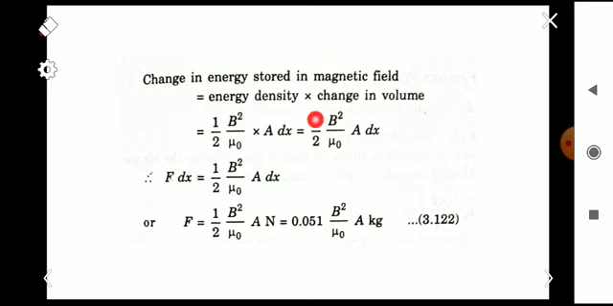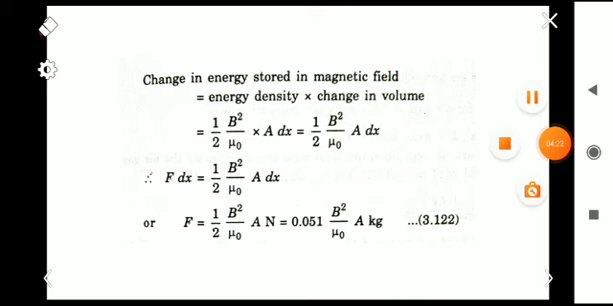This change in energy is equal to the work done. The work done is F into dx, so F into dx equals half B square by mu 0 into A into dx. From that we can find F is equal to half B square by mu 0 into A, which is 0.051 B square A kg. This is the force equation, the equation for the unbalanced magnetic pull happening in machines.